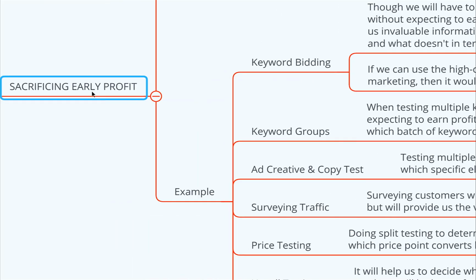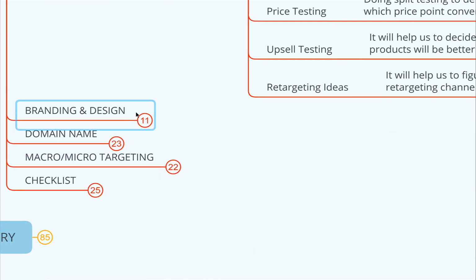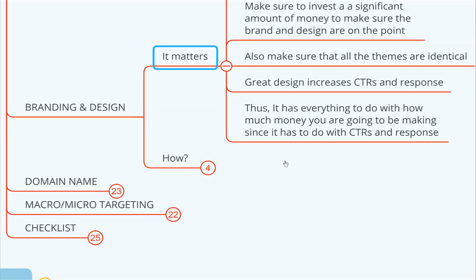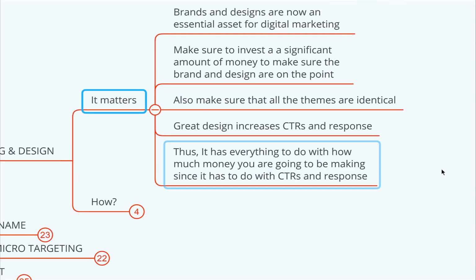Next will be branding and design. Why does it matter? Because brands and designs are now an essential asset for digital marketing. Make sure to invest a significant amount of money to make sure the brand and design are on point. Also, make sure that all the themes are identical.